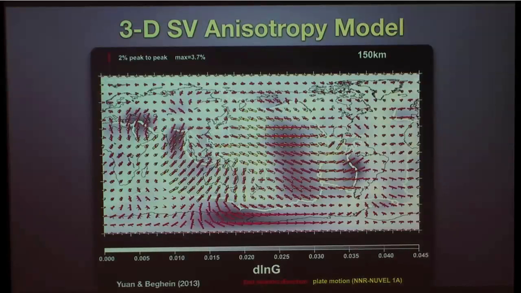So this is the fast seismic direction for vertically polarized shear waves that we got from our model at 150 kilometers depth. Red is the model, and at this depth we superimpose the absolute plate motion. As has been seen in other models before, there is a pretty good alignment for the Pacific plate between fast direction and plate motion. This is why we think it's a signature of asthenospheric flow.